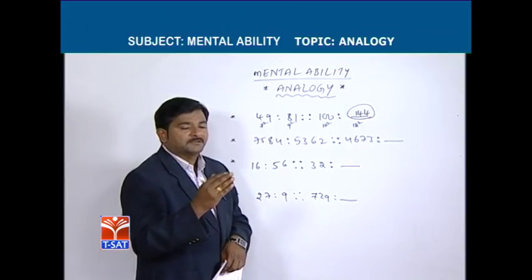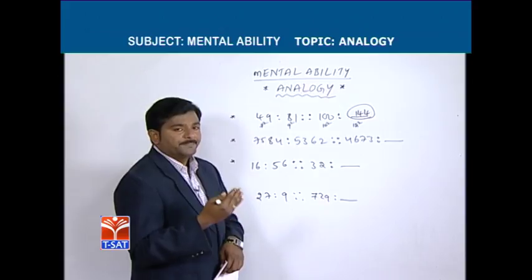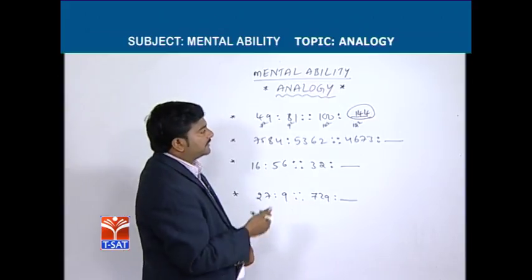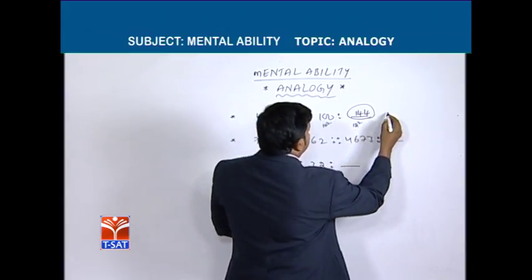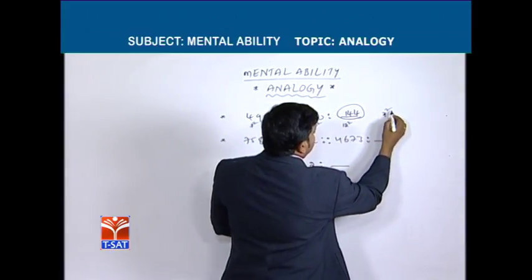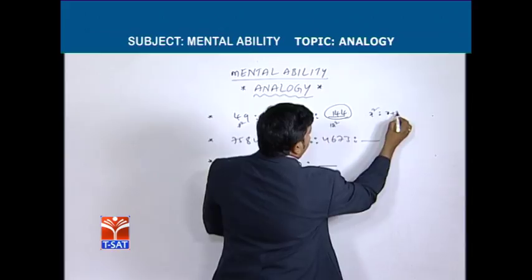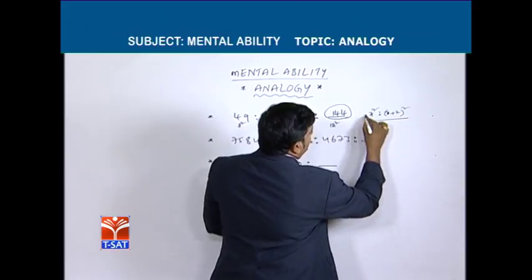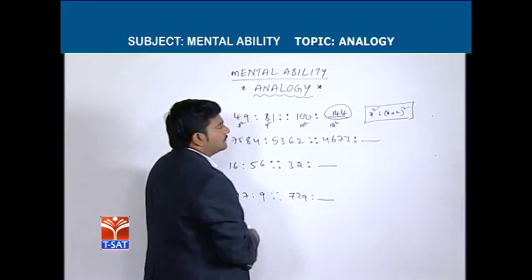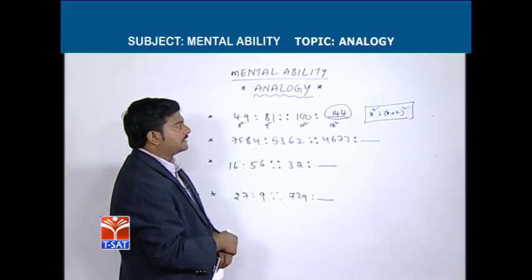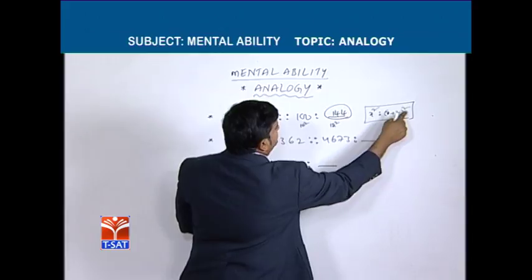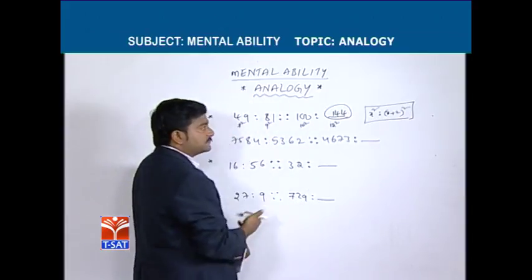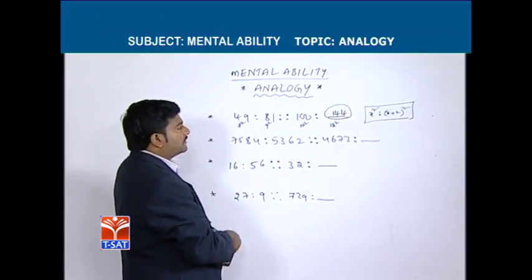To get the gap 10, I need to take 12. So now 10 square means 100. Similarly 12 square means 144. The logic involved in this is simply x square is to (x plus 2) whole square. I hope you understood the logic involved in this question. x square is to (x plus 2) whole square. 7 square is to (7 plus 2) whole square, that is 9 square. That was the model of that kind.